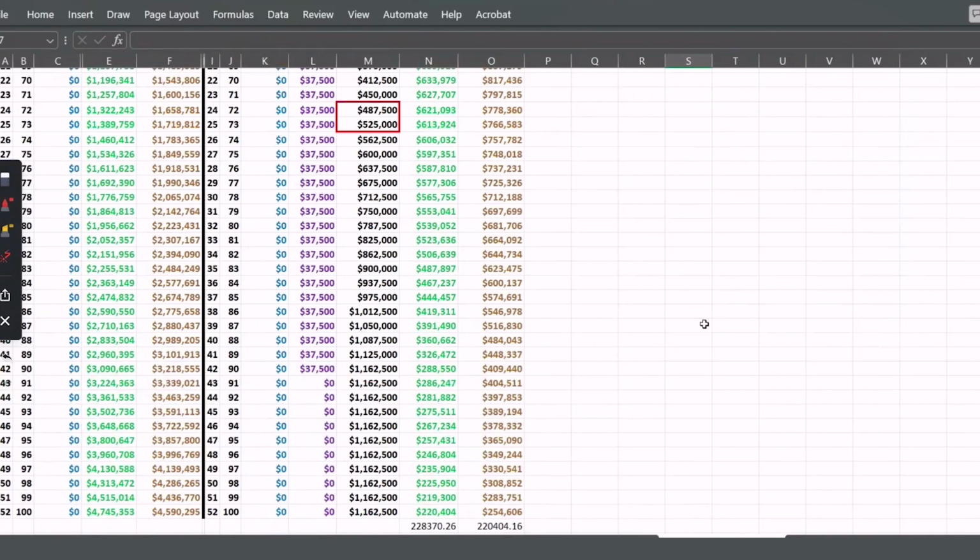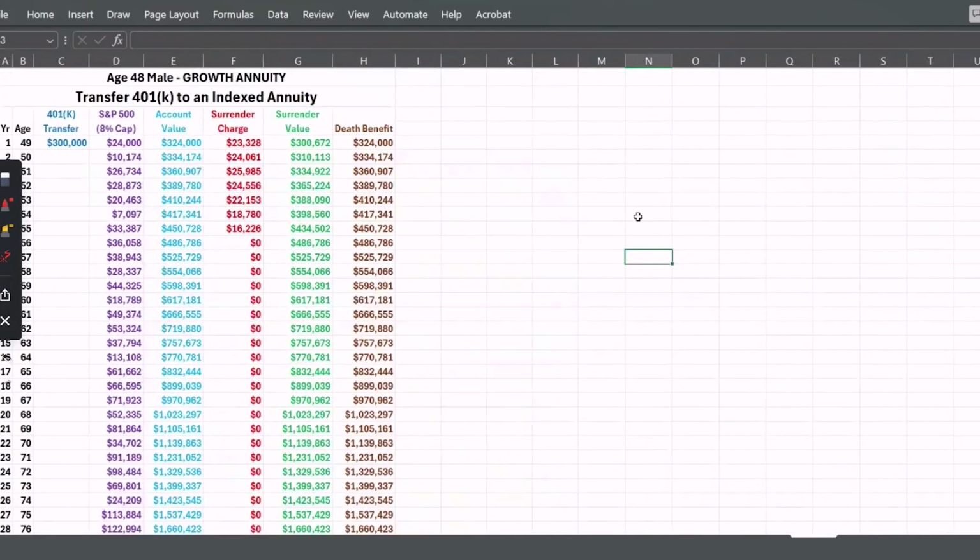That's income coming from the life insurance policy. Remember the 37.5 number, because next we're going to look at the annuity. First, we've got the indexed annuity, which is a growth annuity. So with this guy, he's got an old 401k. He's going to transfer it to the indexed annuity.